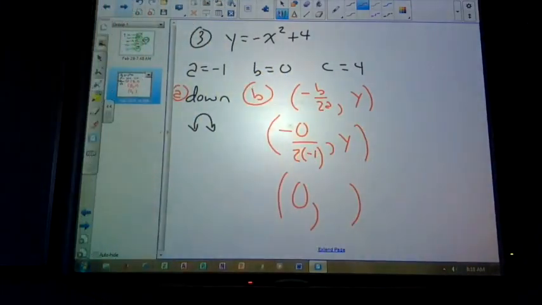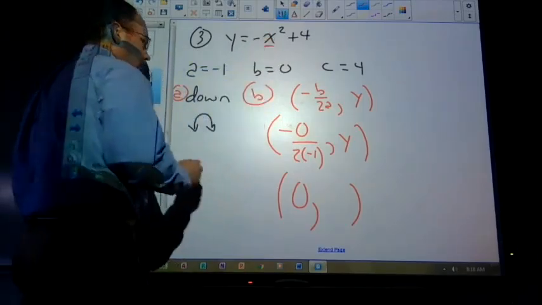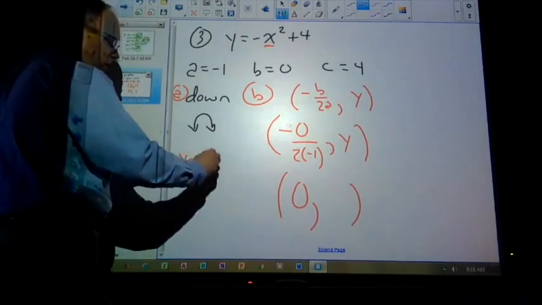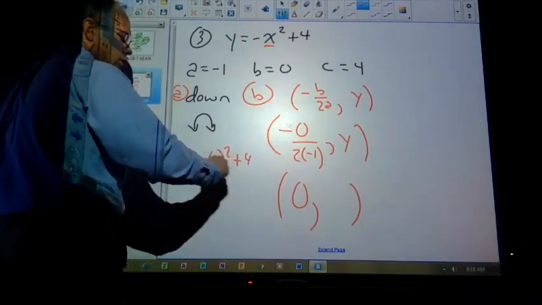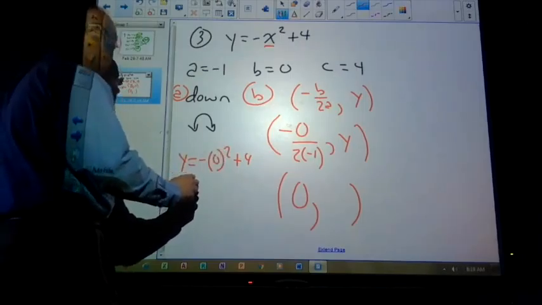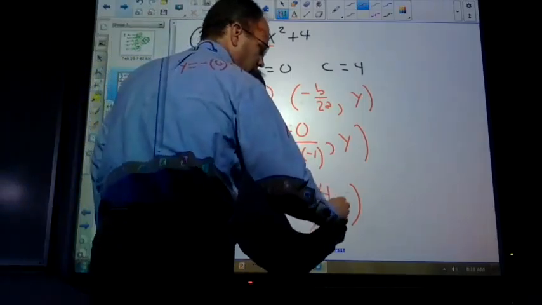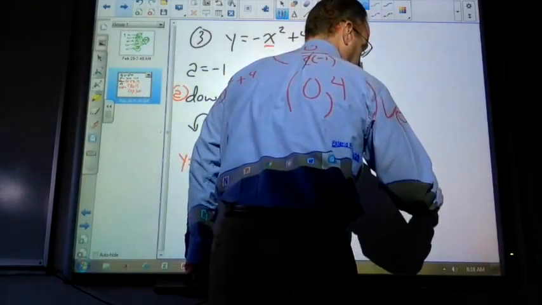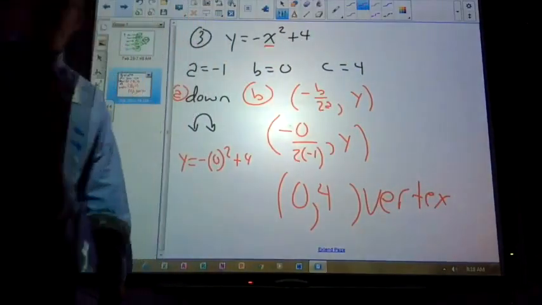What do I need to do with my x component to find my y component? Plug it back in. So I'm going to take 0 and plug it in right here. I get y equals negative 0 squared plus 4. 0 squared is 0, negative 0 is 0, 0 plus 4 is 4. That's my vertex.